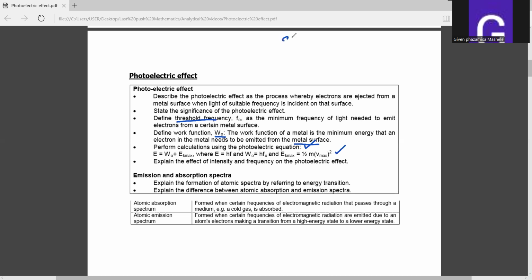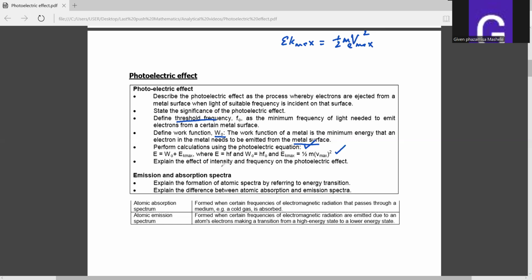When we calculate EK max, we take half times the mass times the square of the maximum speed of the electrons. So when you are calculating kinetic energy, let's say I want to calculate the maximum speed of an electron, it means you must use the mass of an electron. It's given in the formula sheet.